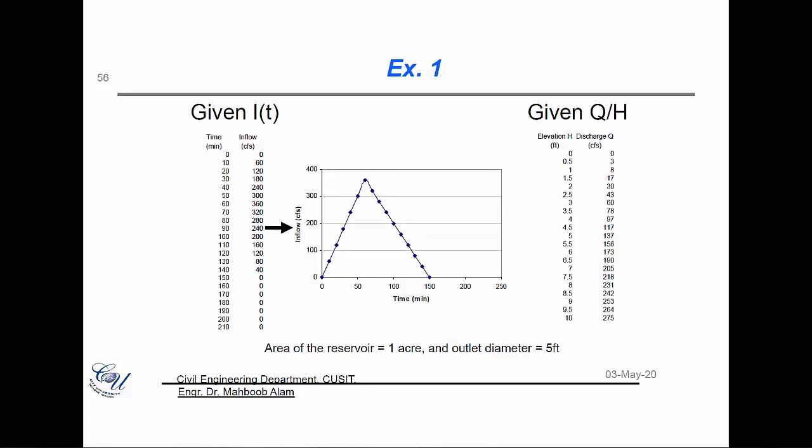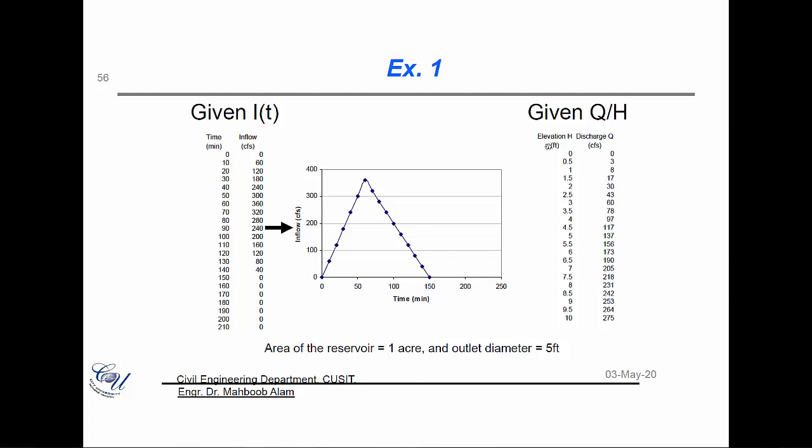So for example, let's say this is the situation. These values are given to us, the inflow. So after every 10 minutes, the time delta T is 10 minutes. So after every 10 minutes, an inflow is known to us, 0, 60, 120, 180. So this is our time on x-axis, and y-axis has the inflow in cubic feet per second. So this is our inflow hydrograph, which is given to us.